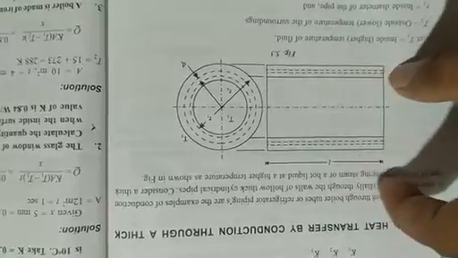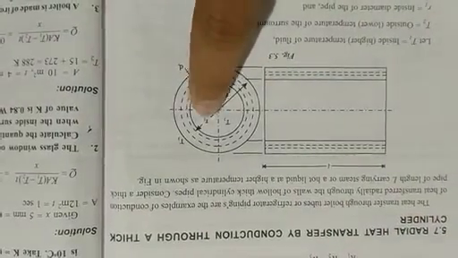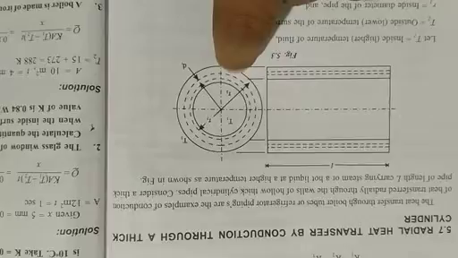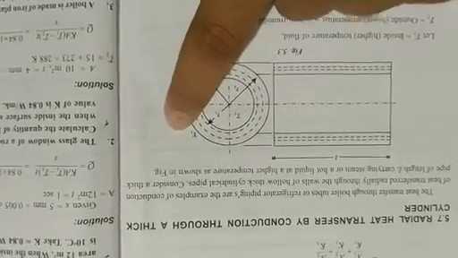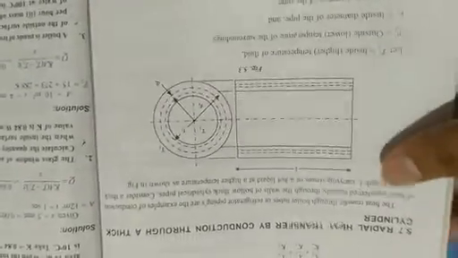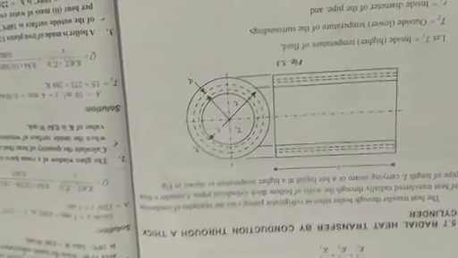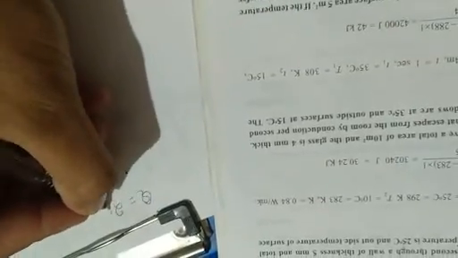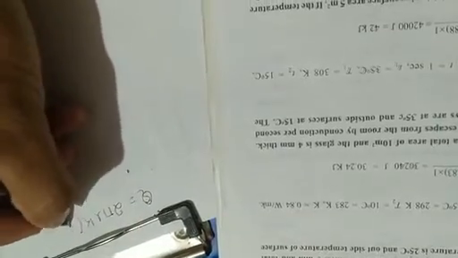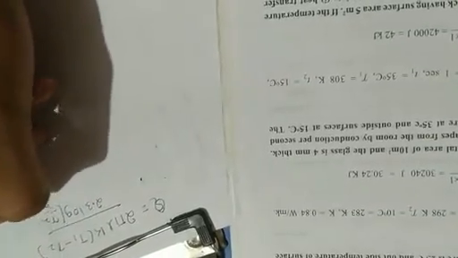They consider one cylinder of length L, inside radius R1 and outside radius R2, with inside temperature T1 and outside temperature T2. Here they will give the expression directly without deriving it. The expression is Q equals 2 pi L into K into (T1 minus T2) divided by 2.3 log of R2 divided by R1.